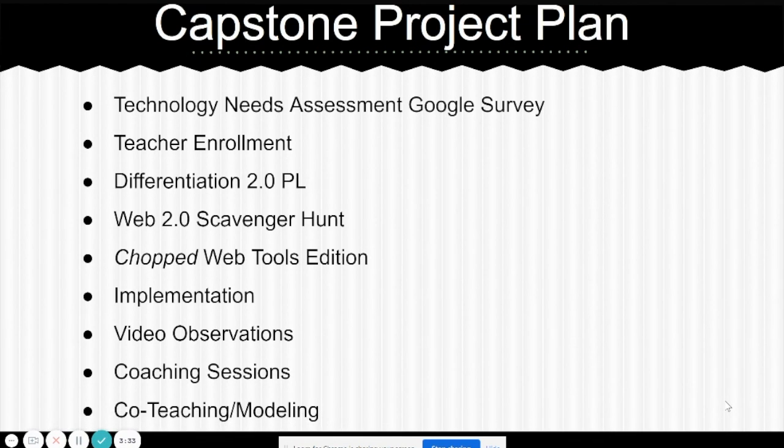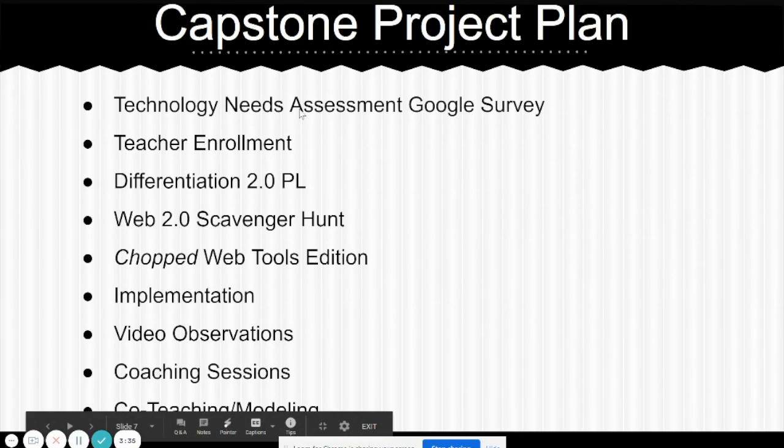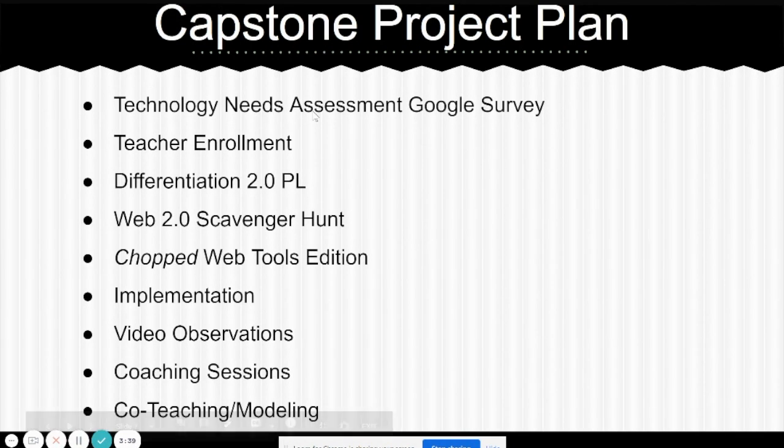I knew it was important for us to start with the Technology Needs Assessment Survey. This is based on evidence that people are more open to learning and professional development when it directly aligns with something that they need, something that's personal to them. So in order to figure that out, I surveyed our staff. The next step was teacher enrollment.